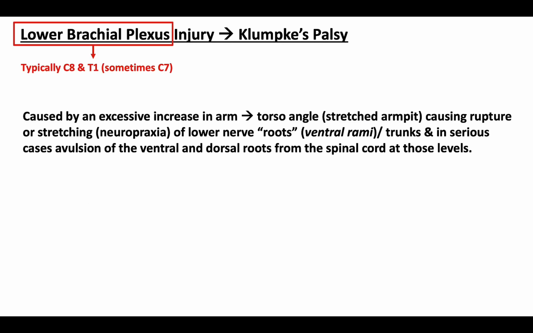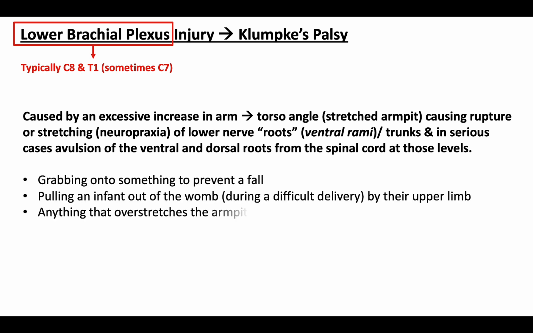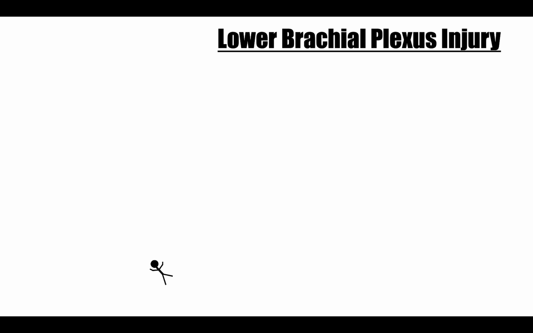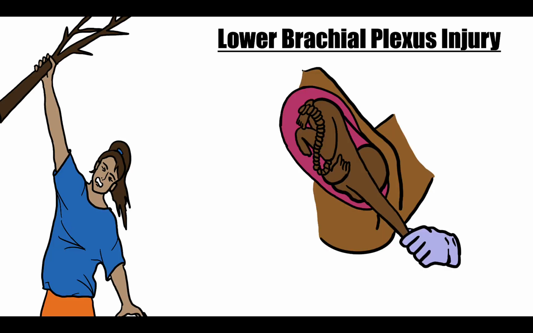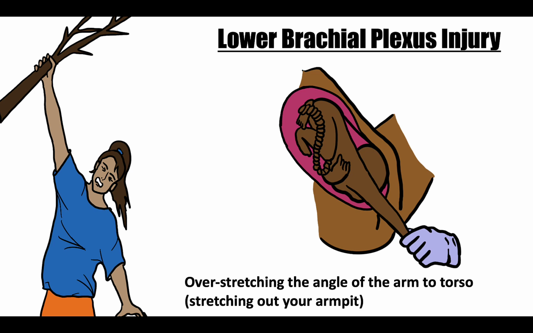This injury is atypical because we don't often overstretch the angle between the upper limb and the torso, essentially the armpit. If we still swung from vines, maybe this would be more common, but because we don't often fall out of trees or off of mountains and grab onto branches and shrubs for dear life, and thankfully it's uncommon for an infant to be pulled out of a womb by their arm, this palsy is very uncommon. But we're going to learn it anyway.